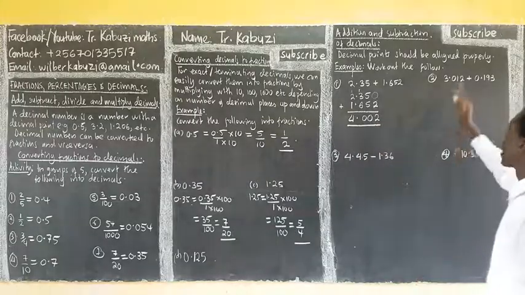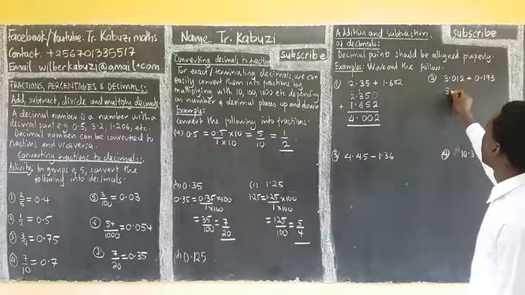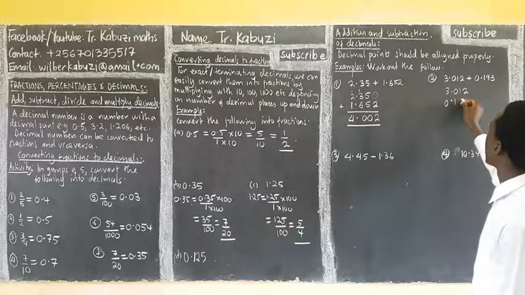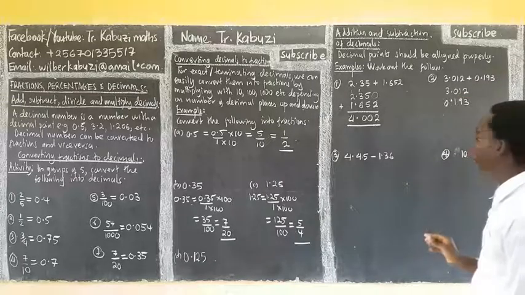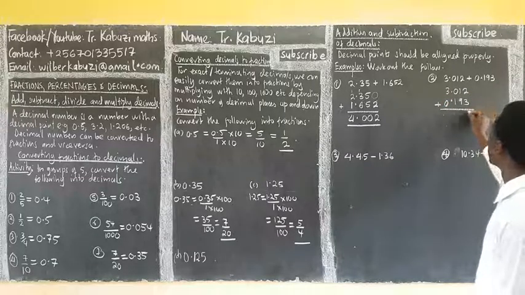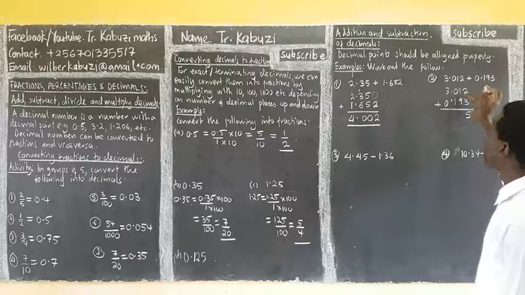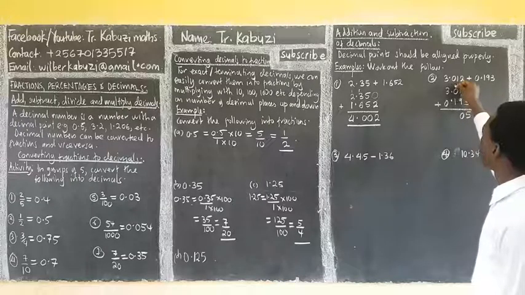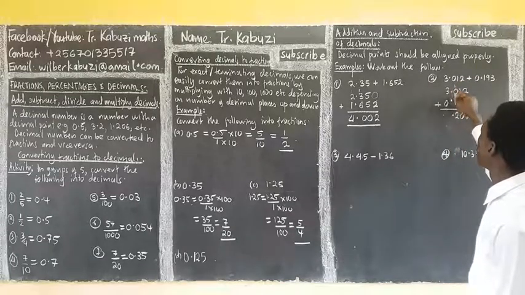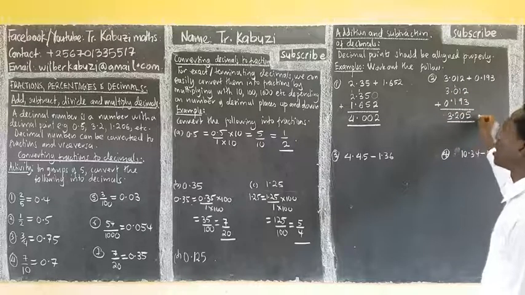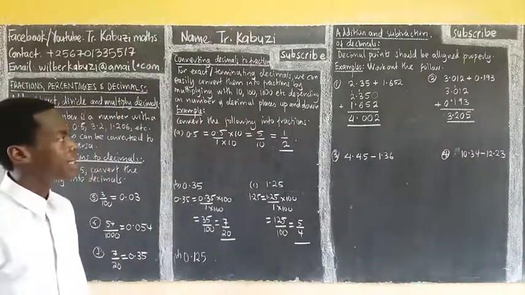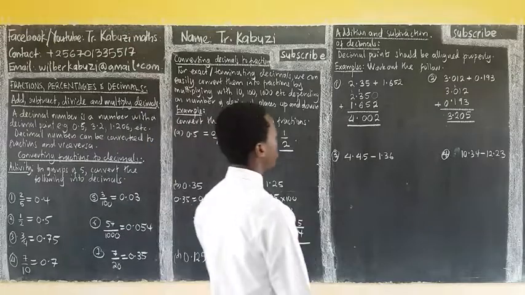When we come to this, the same idea. We have 3.012, then 0.193. Make sure you align them properly. Then we are adding 3 plus 2, get 5. 1 plus 9, 10. We write 0, carry 1. 1 plus 0, 1 plus 1, 2. Then 3 plus 0, we get a 3. And that's what we have there. So that's how we add with carrying. We add with ease.